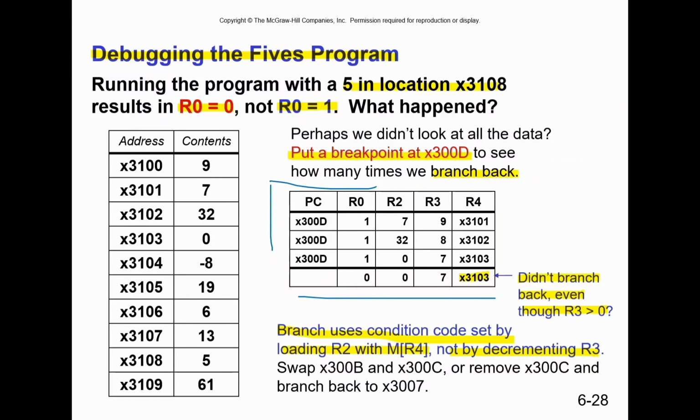We can swap x300B with x300C, or remove x300C and branch back to x3007. To see the branch back point, we can look at this column here, the address and contents column, so you understand more about debugging the 5 program. Okay, we move to the next slide.